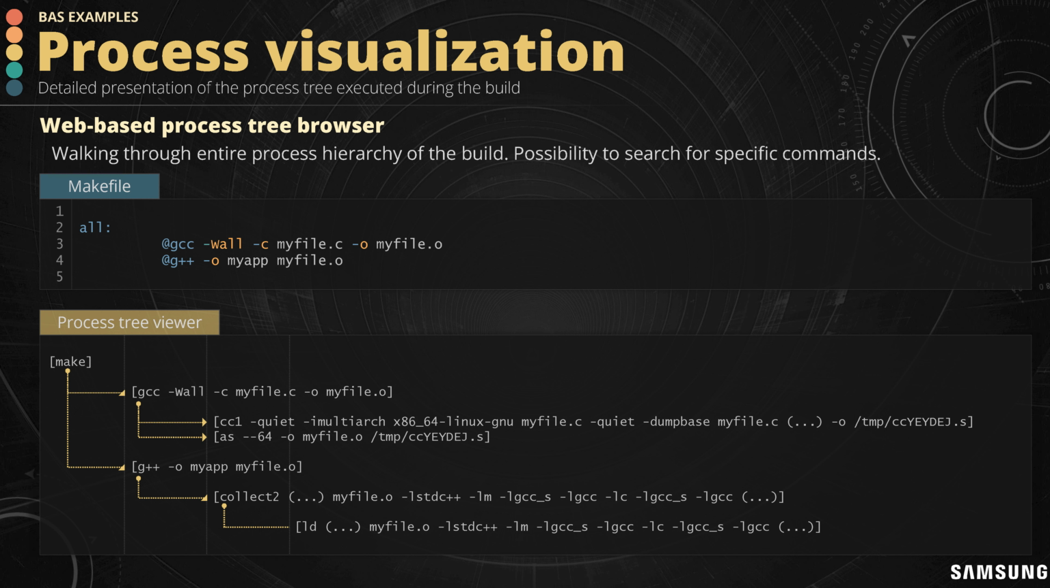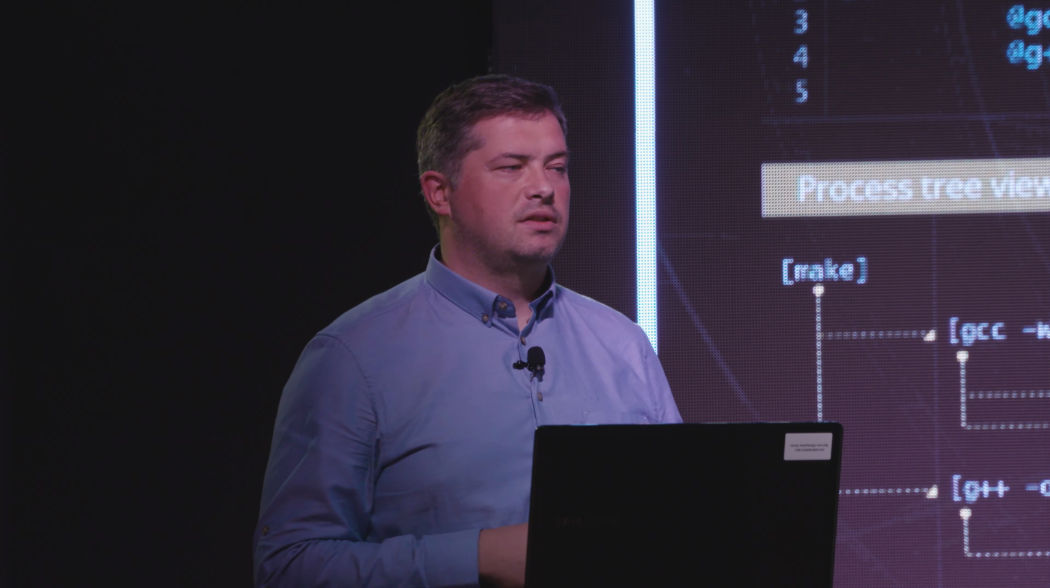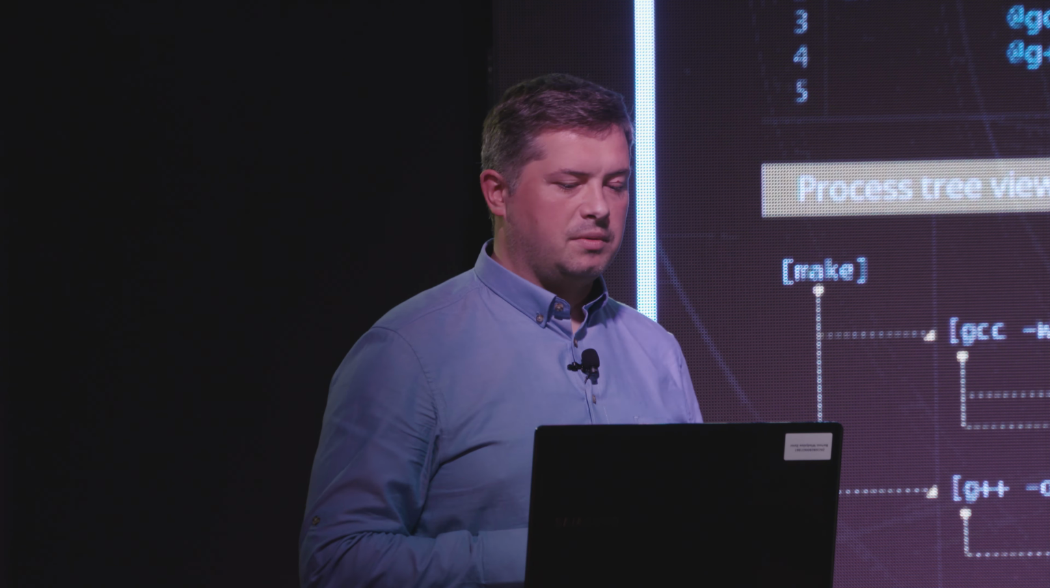We can also analyze the build flow, which provides a step-by-step view of the build sequence and may help resolve some dependency problems. In this example, on top we see a makefile, which compiles a single source file and produces the executable, and below we can see the process hierarchy that may be produced from this build.